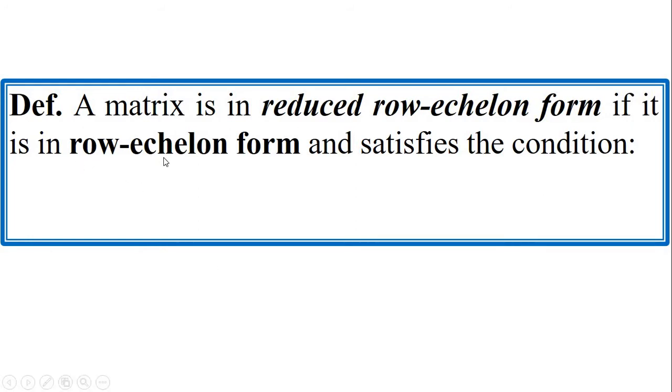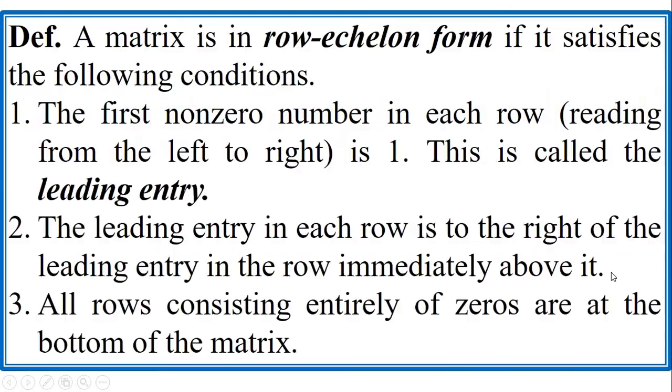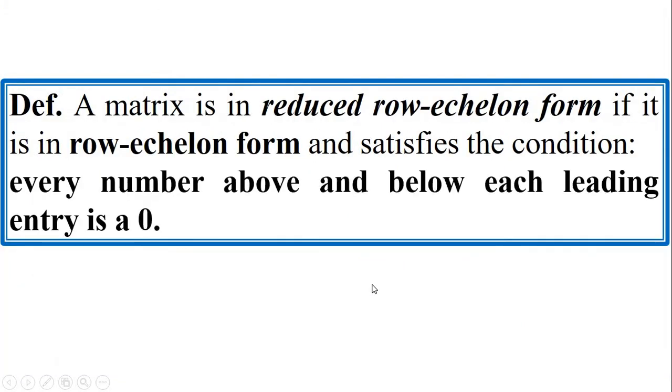First, the matrix must be in REF or in row echelon form. We defined REF in the previous video. A matrix is in REF if the following conditions are satisfied. The first non-zero number in each row must be 1, and we call that the leading entry. The leading entry in each row is to the right of the leading entry in the row immediately above it. And lastly, if there is a row with entirely of zeros, that row must be in the most bottom part of the matrix. The second condition is that every number above and below each leading entry is a zero.